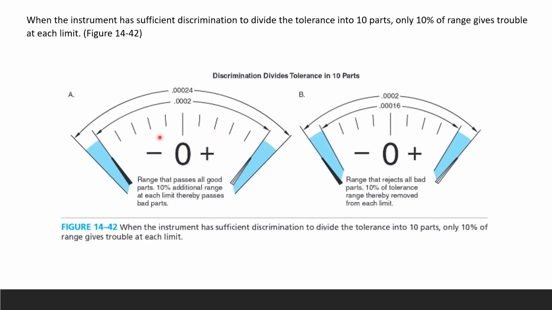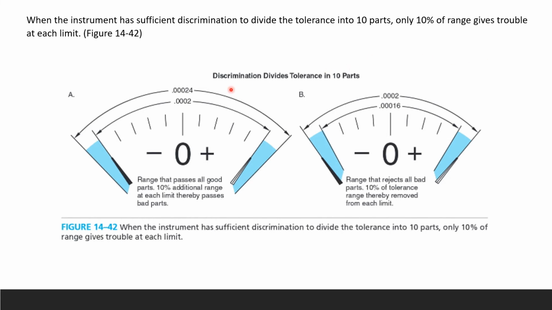So the range that passes all good parts is 10%. Right here is the additional range at each limit, thereby passing bad parts. We're giving 10% on each side, so we have 12 instead of 10. That will let the bad parts all pass. Here the range is going to reject: we're getting a 10% cut right there. We have only 1, 2, 3, 4, 5, 6, 7, 8, 9 right here. Here is 5 and here's 5, so altogether 10. So 10% of the tolerance range is thereby removed from each limit. Therefore that's going to reject all bad parts.